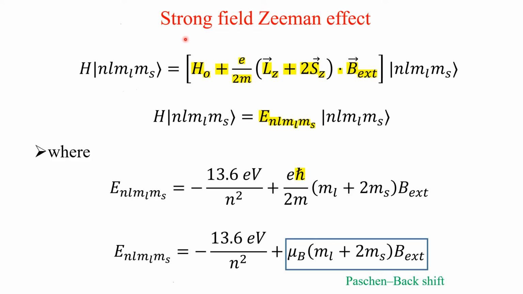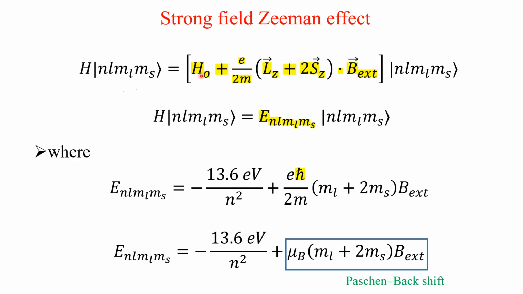Now we will see the strong field Zeeman effect. When the total Hamiltonian acts on |n, l, ml, ms>, the total Hamiltonian is written, I have highlighted using yellow color, H is equal to H naught plus e by 2m into Lz plus 2Sz dot B magnetic field, which acts on this ket vector.